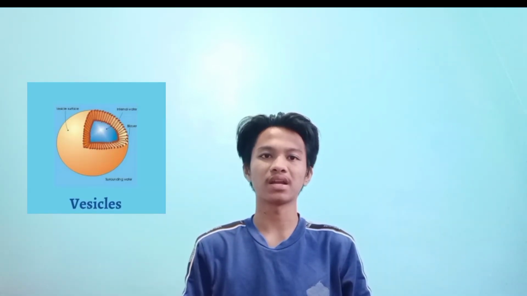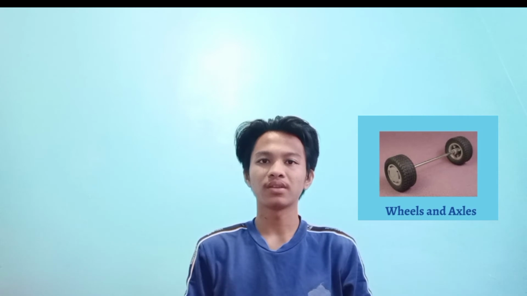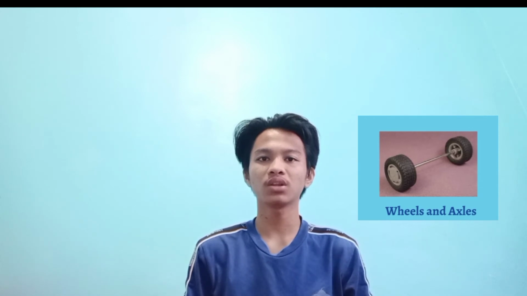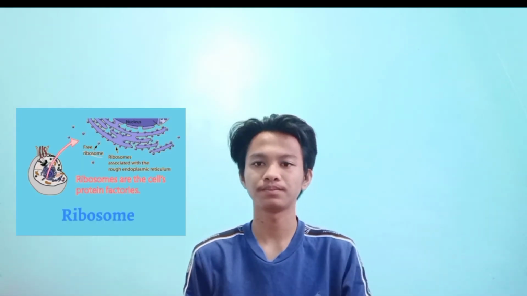Next is the vesicle. The vesicles are used when a molecule needs to move multiple times. The vesicles are like the wheels and axles on a car because they both are used to transport objects to their destination if needed multiple times.